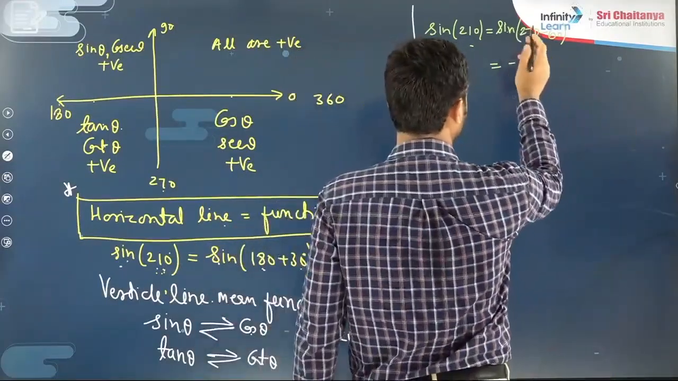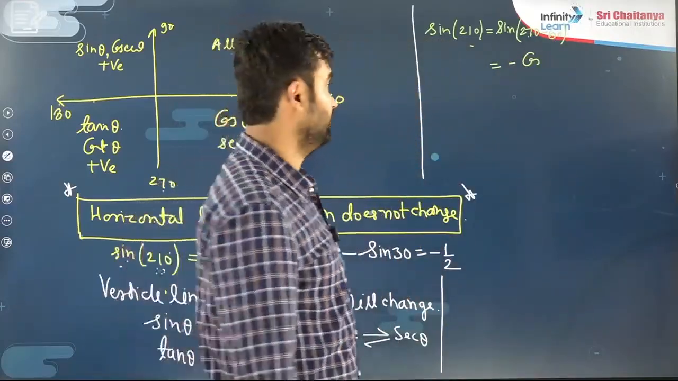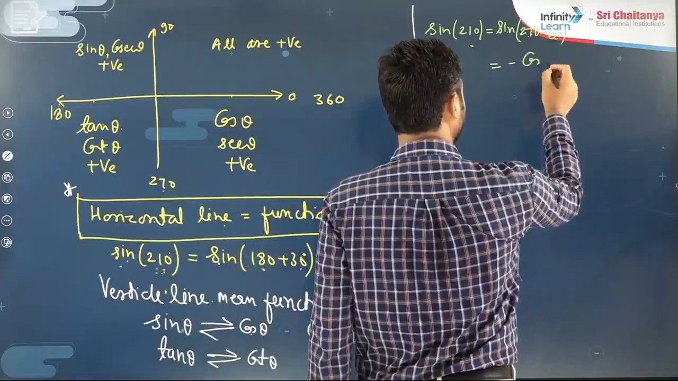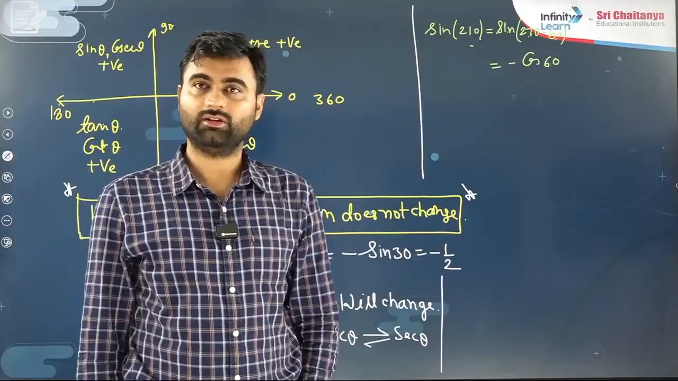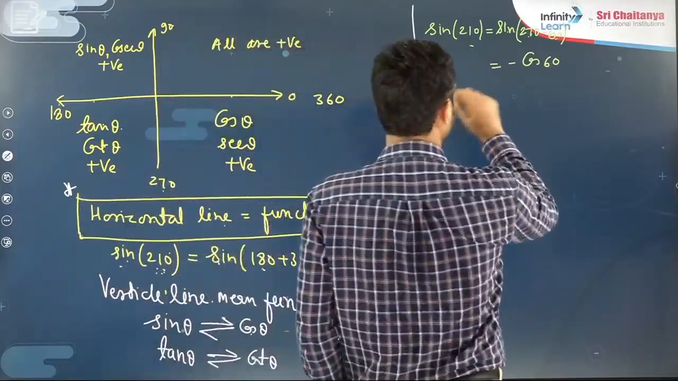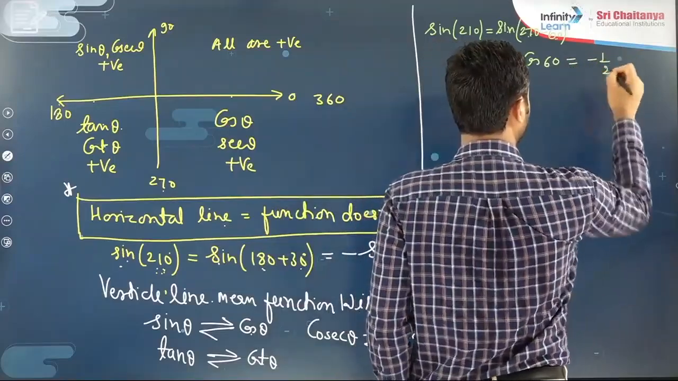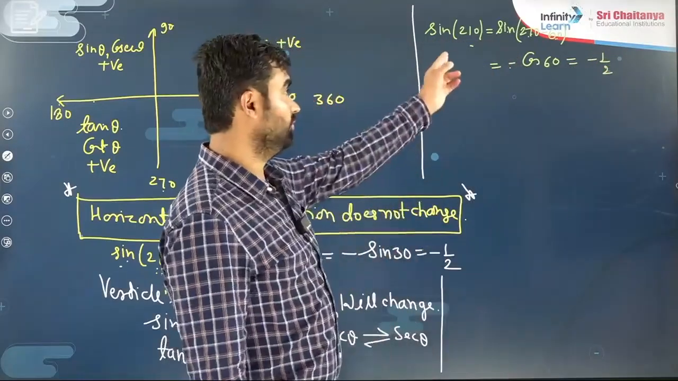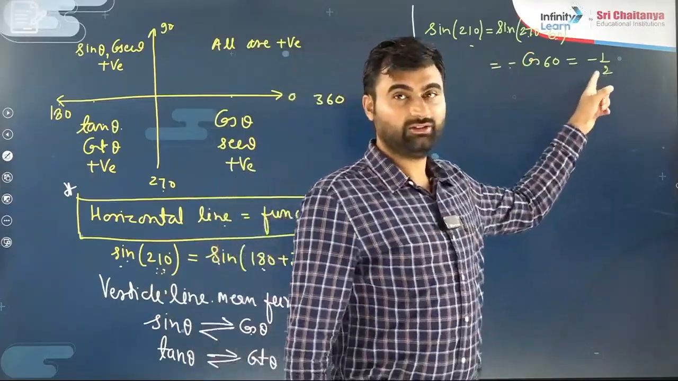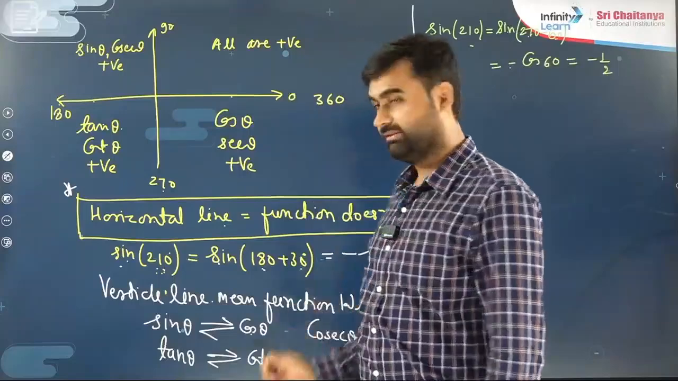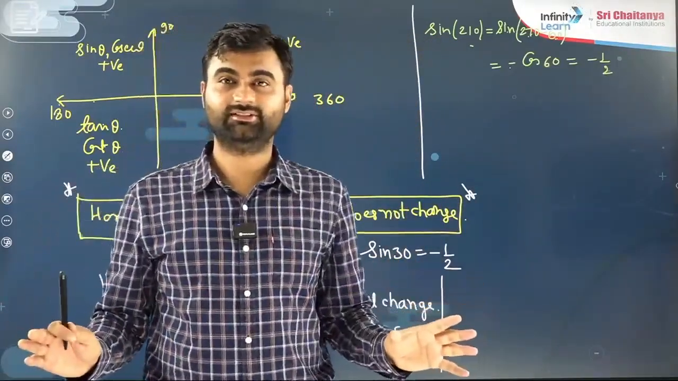Okay. And sin will convert into cos, because of 270. And finally this angle is 60. Is it clear? Understood? So sin 210 is minus cos 60, and you know the cos 60 value is 1 by 2. So sin 210 is minus 1 by 2. The value will not change. Here also sin 210 is minus 1 by 2. So the value is not changing.